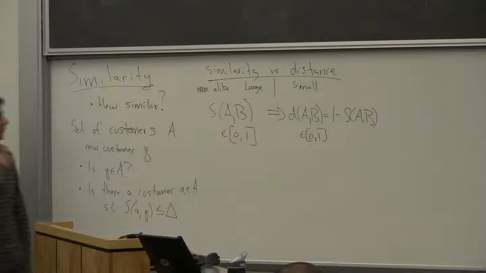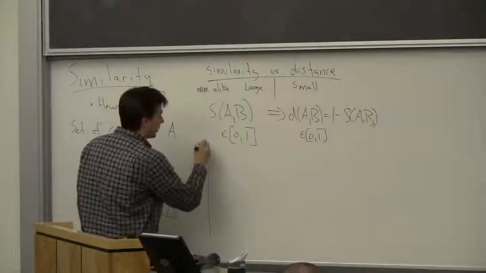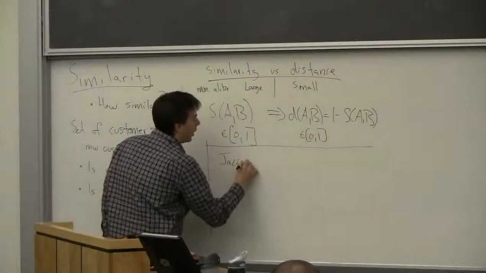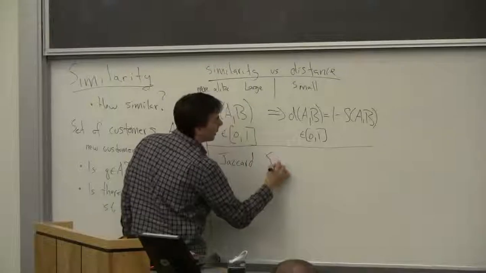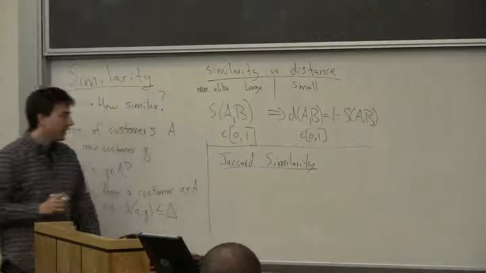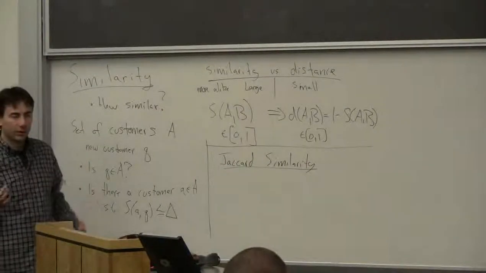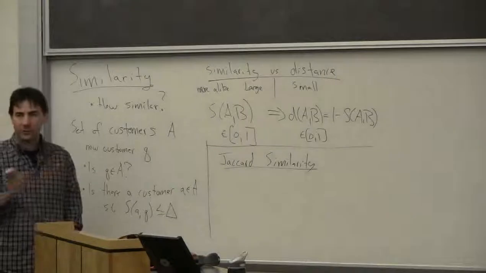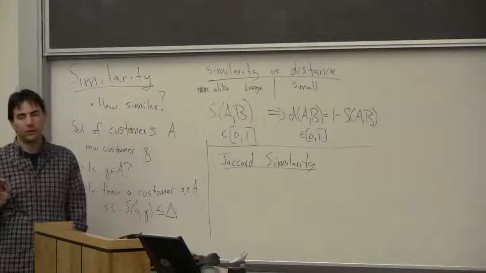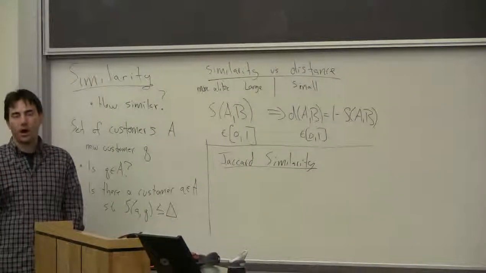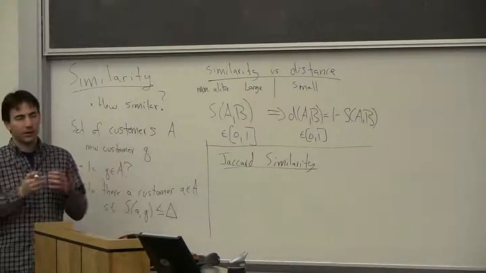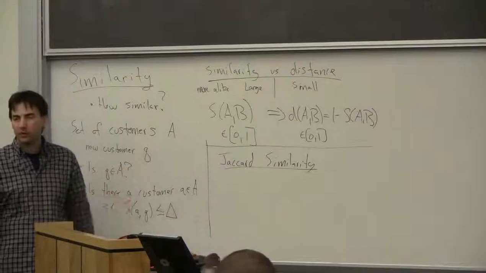So the sorts of things we'll be talking about today, we're going to focus on what's known as the Jaccard similarity. This is a similarity between sets. So we're going to have two sets, and we're going to say how similar the sets are. And we'll talk about how you can use this to determine how similar two documents are. So two strings of text: we're going to take two strings of text and say how similar they are.